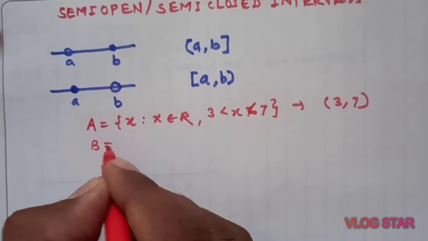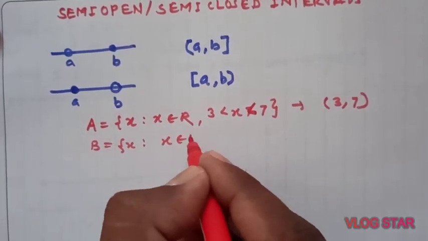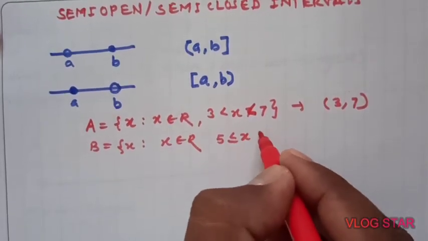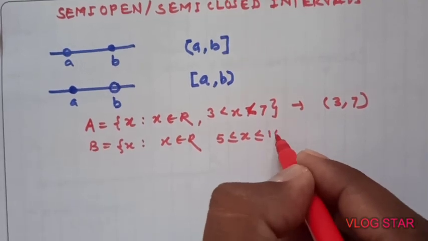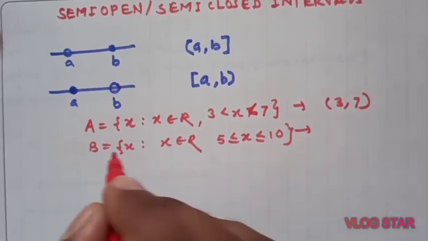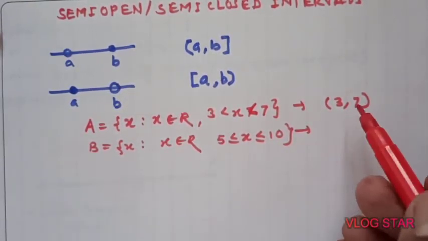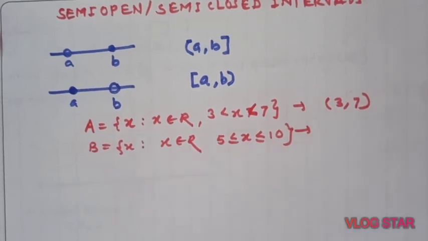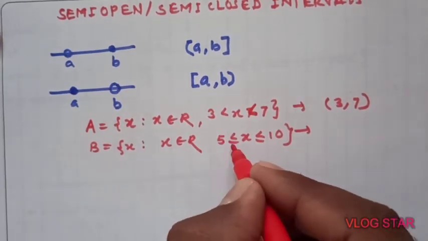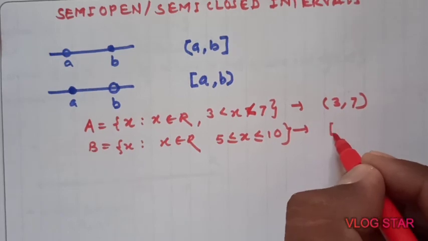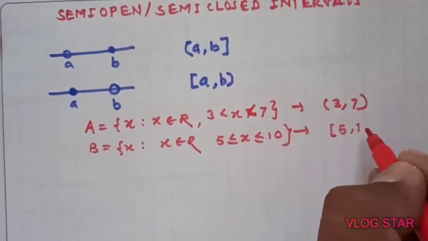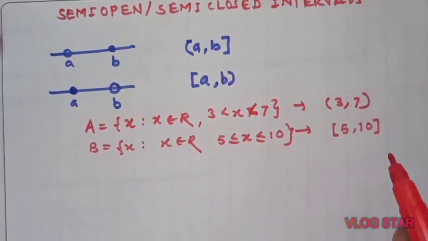Another example, B. The set of all x such that x is a real number and 5 is less than or equal to x less than or equal to 10. How to write this interval? This is a set. I want to represent this set in the form of an interval. Sometimes you are supposed to represent intervals in the form of sets. The same set I can write in interval form. 5 is included, so square bracket, comma, 10 is also included, so closed. So this is a closed interval.